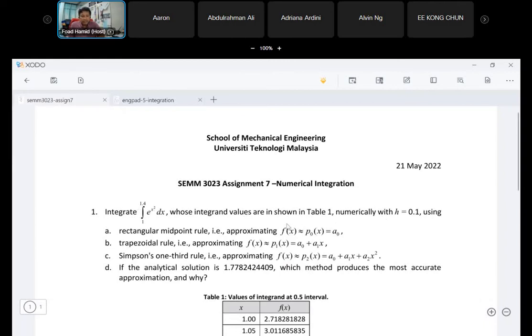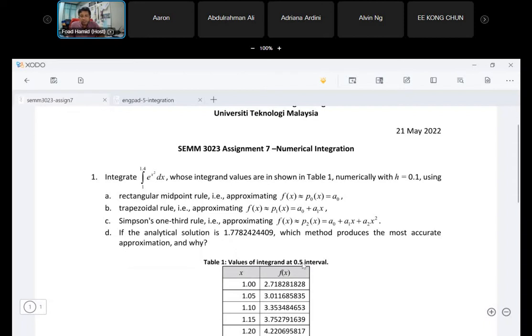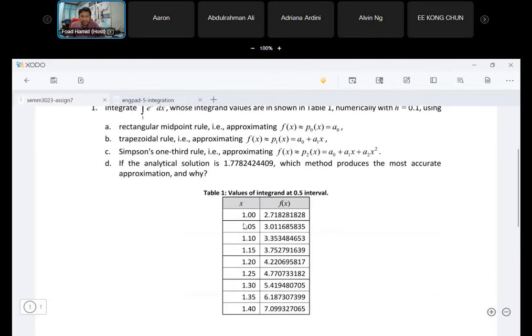So integrate numerically with h equal to 0.1. Sorry, this is 0.05. As you can see, this is 0.05, 0.05, 0.05, but there's a typo here. The value is 0.05, but what I typed here is 0.5. So let's correct this one first, so it becomes very clear.